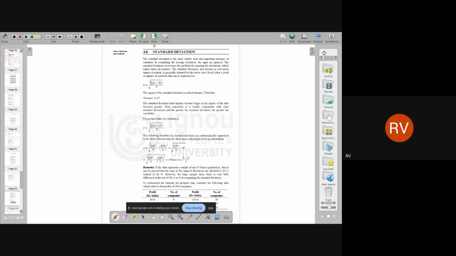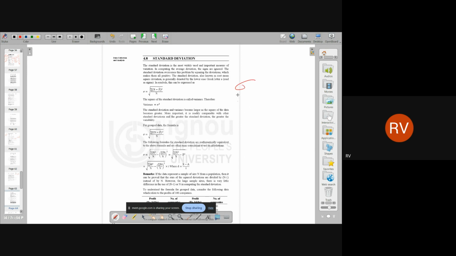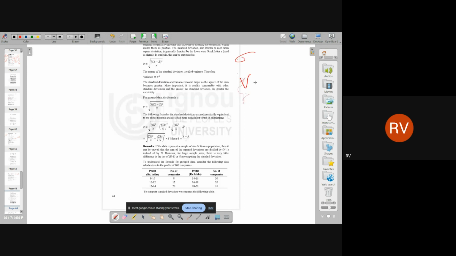Then standard deviation is denoted by the symbol sigma. Standard deviation. Variance is equal to sigma square. That is, avoid square root. In frequency distribution, sigma is equal to square root of sigma f into x minus x bar the whole square divided by n.